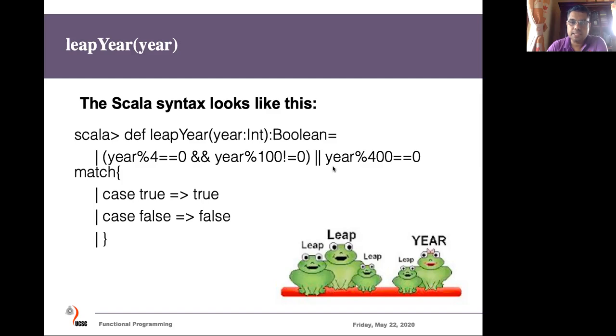The other condition is if the year is divisible by 400, then it is a leap year. So we check whether the given year mod 400 is equal to 0. These two are linked with the OR condition. So it is a very long expression to be checked. After that, we match the result of this expression with true or false. If it is true, it returns true, that is actually a leap year case. If it is false, it returns false, that is not a leap year case.